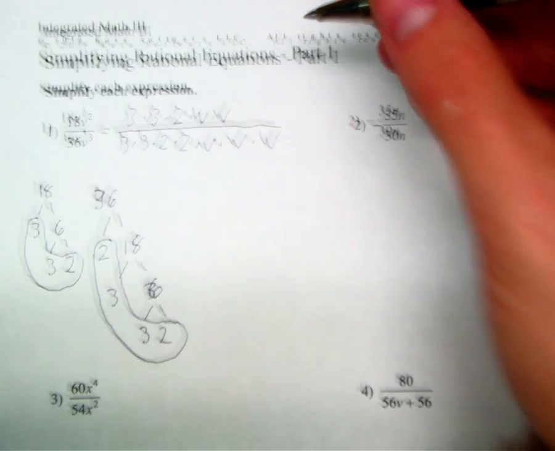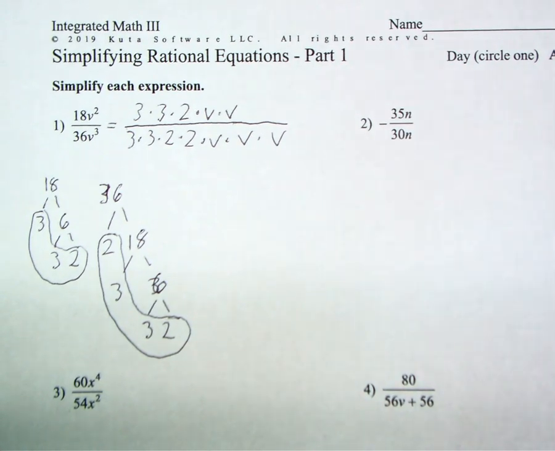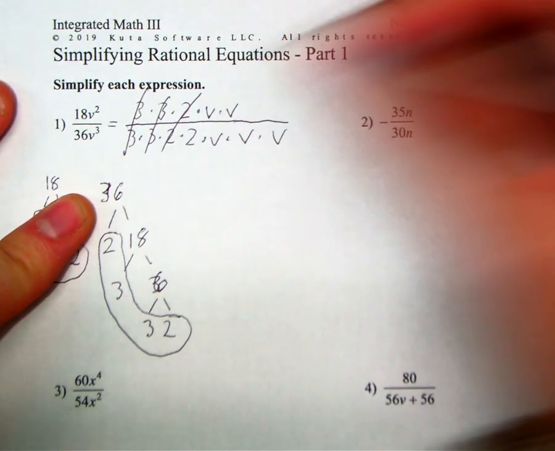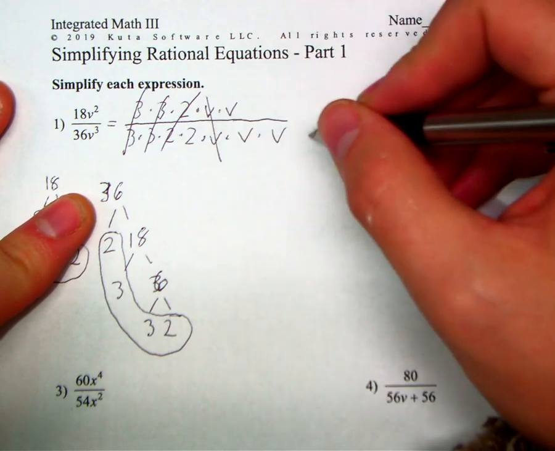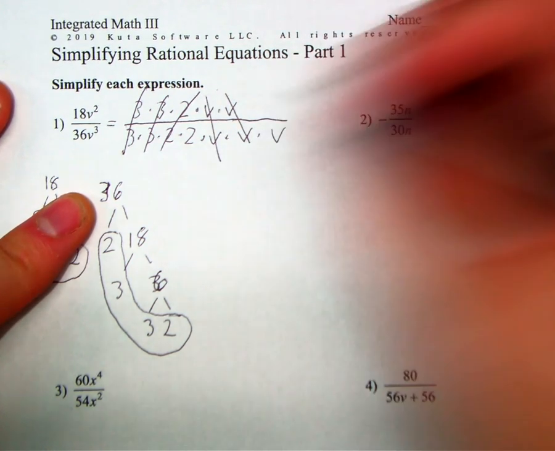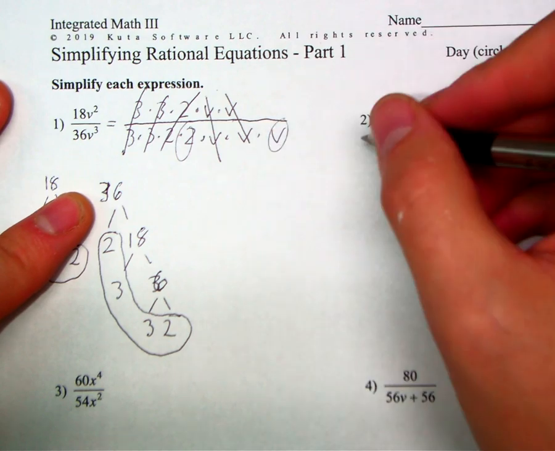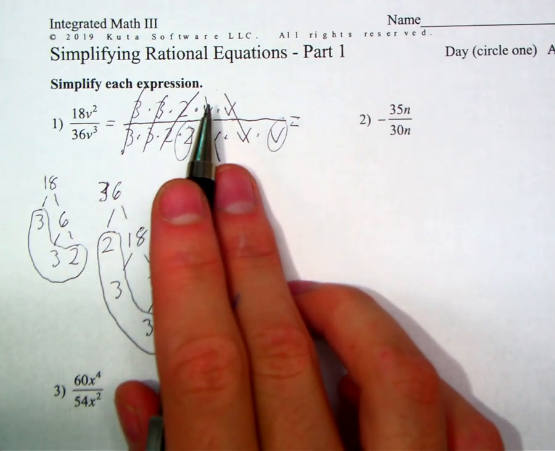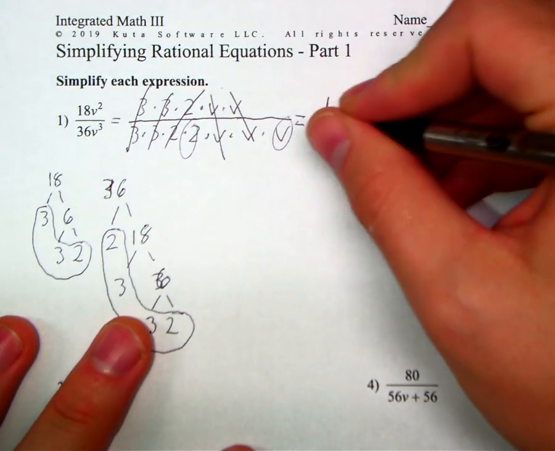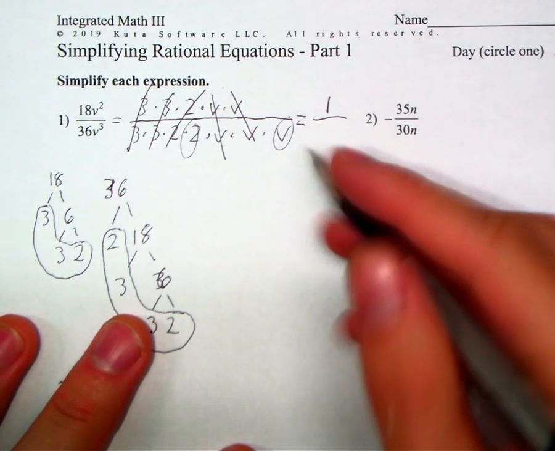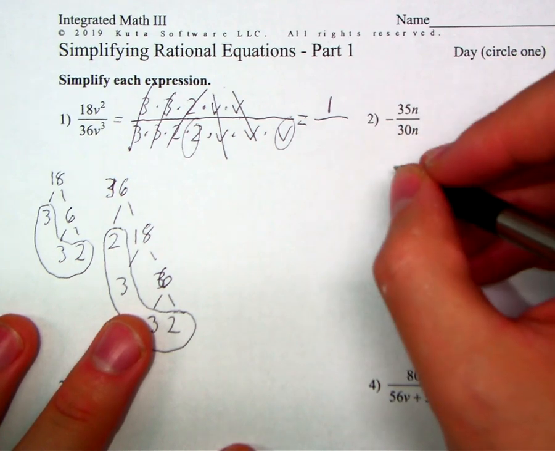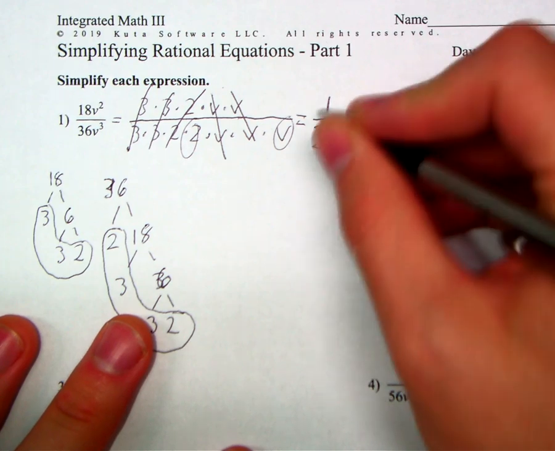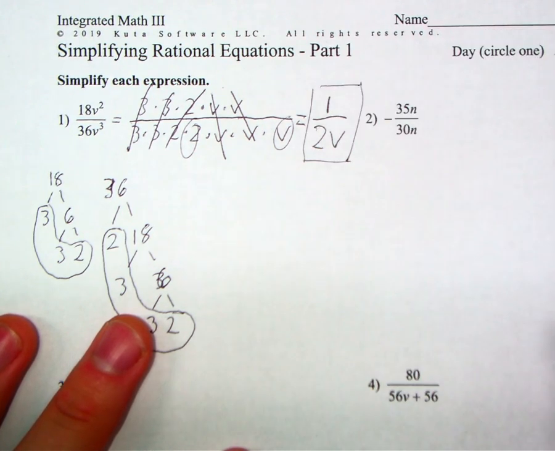Now, second step, cancel out any matching factors. So these 3's cancel, these 3's cancel, these 2's cancel, those v's cancel, those v's cancel, and all I have left is a 2 and a v on the bottom. Now, very important point, when there's nothing left on the top because you canceled it all, put a 1 there. Same for the bottom. Whenever you cancel everything out, you have a 1 left still. So the answer is 1 over 2v.